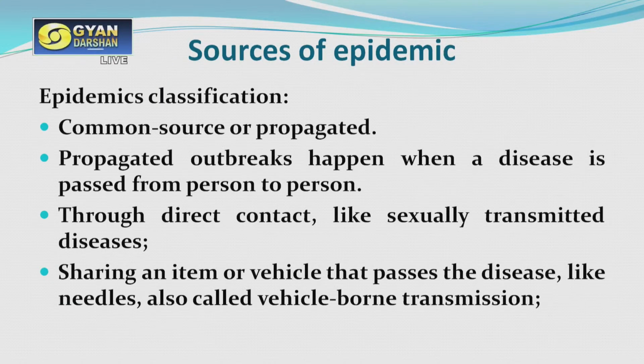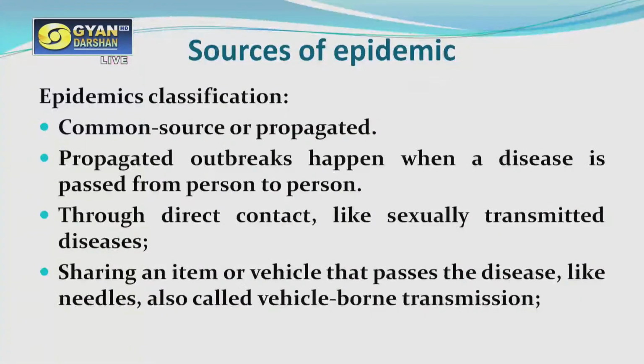So the sources of an epidemic, if we say, can be a common source or propagated. A propagated outbreak happens when the disease is passed from person to person. It can be through direct contact, like sexually transmitted diseases, or sharing an item or vehicle that passes the disease, like needles. A needle becomes a vehicle. Persons who are drug addicts share common needles, and that is also vehicle-borne transmission. So there are many sources of occurrence of an epidemic.